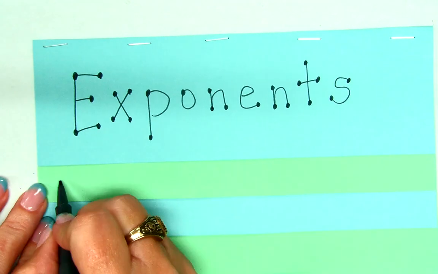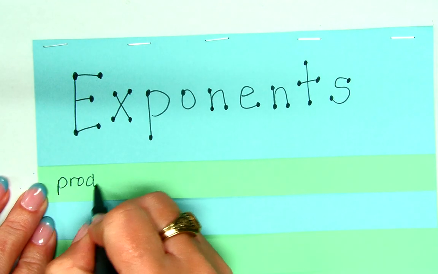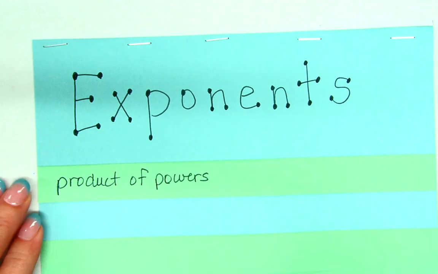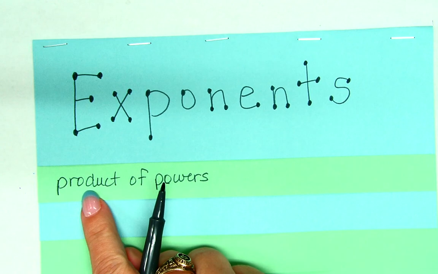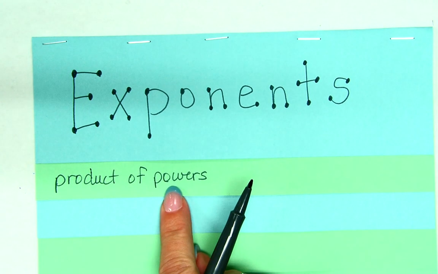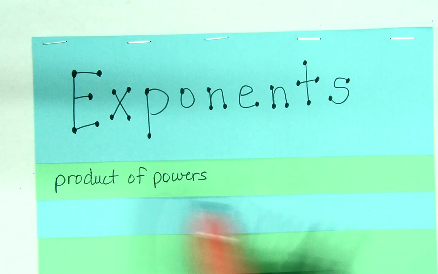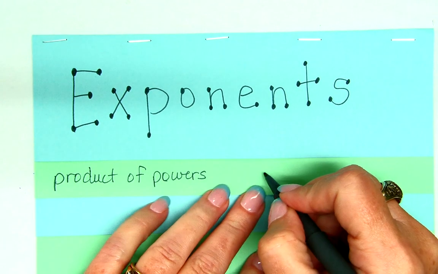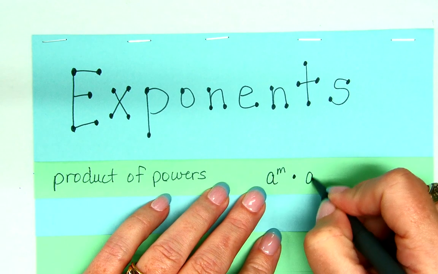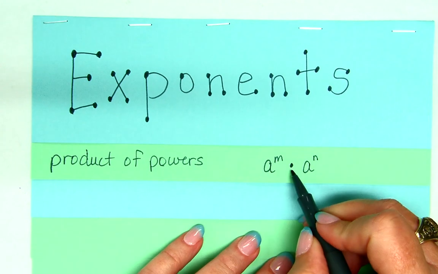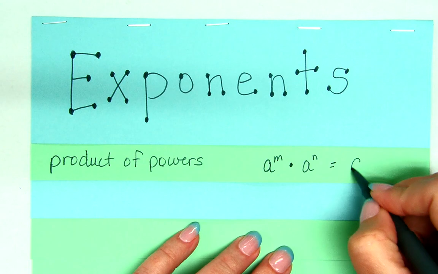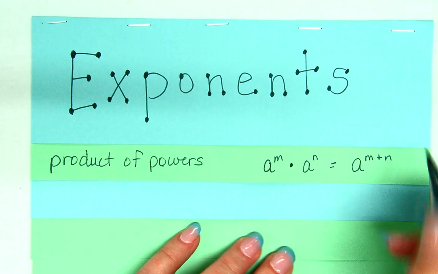All right, first rule. You ready? Product of powers. Product of powers. What does the word product mean? Multiply. So we're multiplying exponents, right? Well, are we though? If we have a to the m power times a to the n power, if I'm multiplying like bases, what am I actually doing with the exponents? I'm adding. Okay?